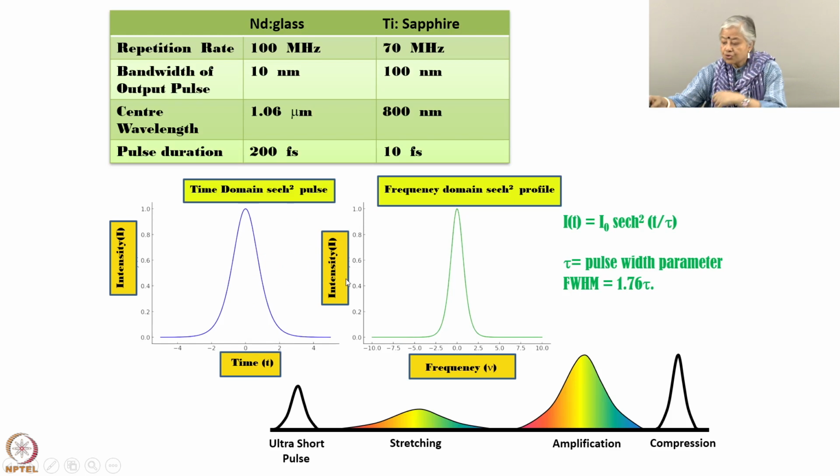So you could write in the time domain something like this. The intensity I is equal to I0 sech square (t by tau). t is of course the time here, and tau is a parameter related to the full width half maximum: the full width half maximum is 1.76 tau. So this is what a sech square pulse looks like. One pulse out of that train of pulses looks something like this.